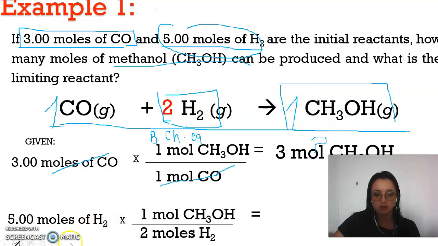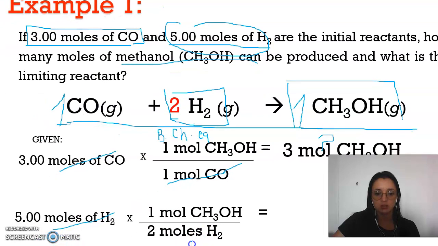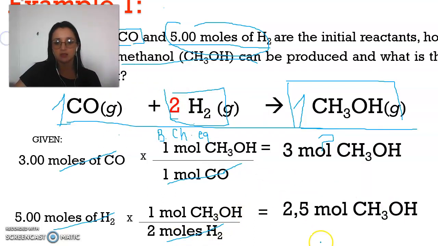And why in that order? Because I need to cancel my moles of hydrogen to get the moles of methanol. In that case, the moles of methanol came out to be 2.5 moles of methanol.